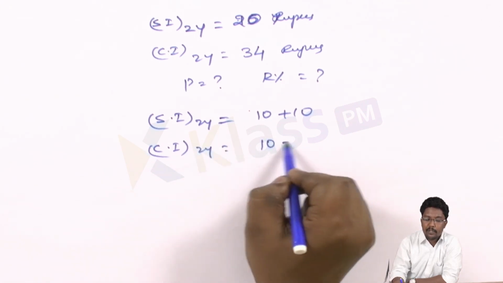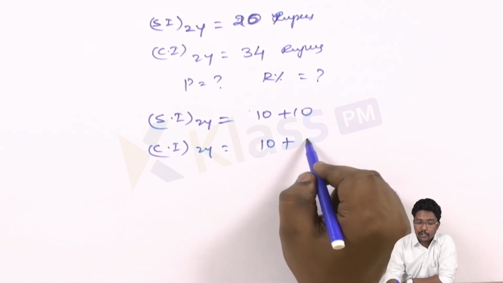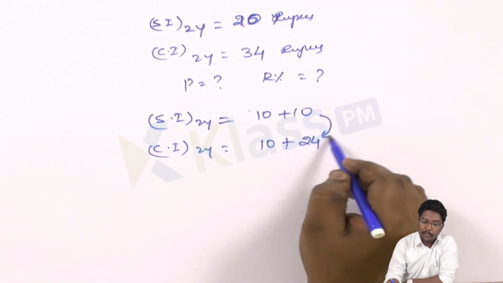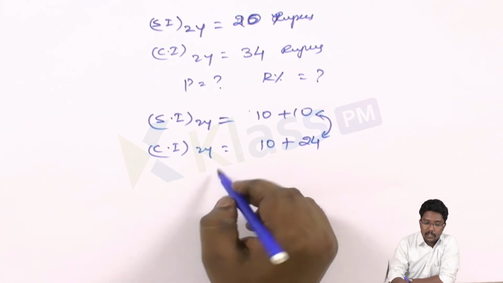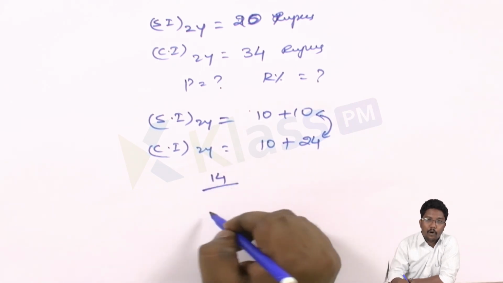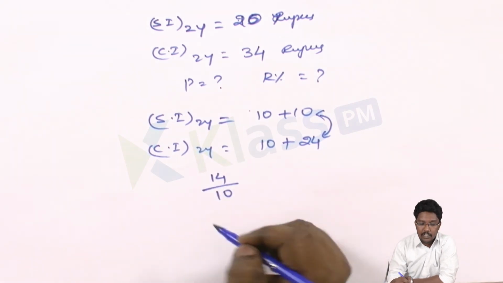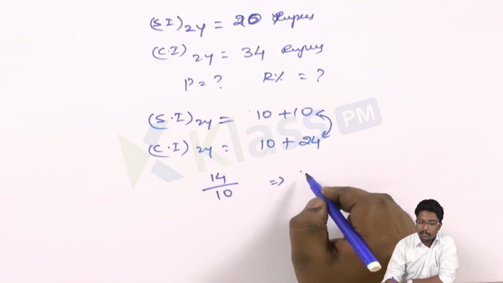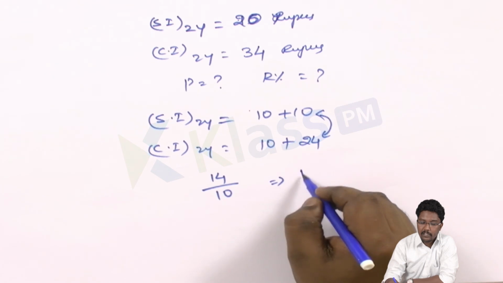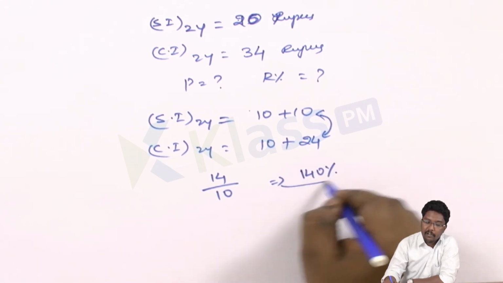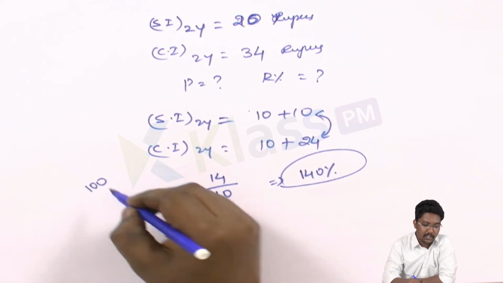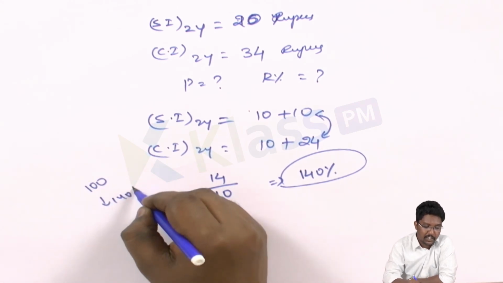Then compound interest for 2 years: first year the same 10 rupees, but second year I am paying 24 rupees. So what is the extra value I am paying in the second year? It is 14 rupees upon 10 rupees. What is 14 by 10? 1 by 10 is 10 percentage, so 14 by 10 means 140 percentage. My rate of interest is 140 percentage, meaning for every 100 rupees I have to pay 140 rupees extra.